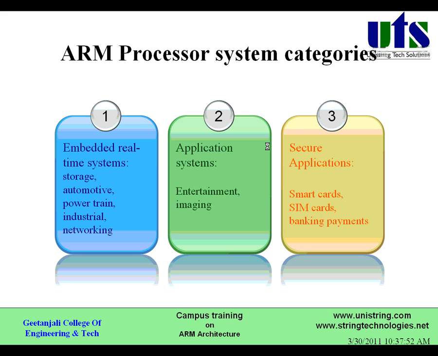See, in most practical scenarios, ARM processors will be used in real-time systems: automotive, powertrains, networking control systems like your hubs. In the training operations, everything has an ARM processor. And in entertainment, your HDMI, digital TVs, dish TVs. In those things also ARM processors are used, and your smart cards, banking payments, your ATM. So these are the practical examples where ARM processors are used.